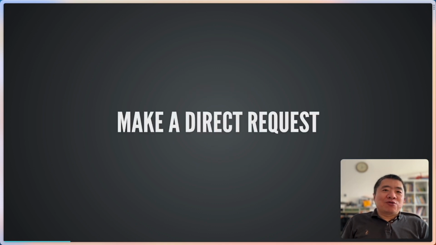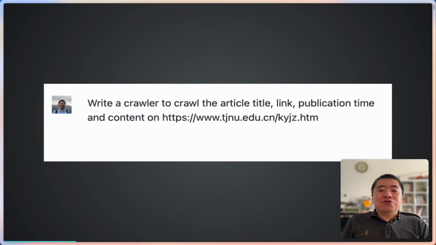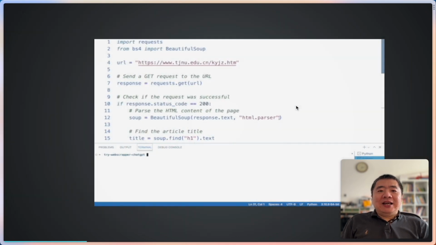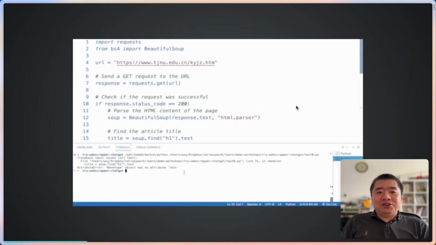I'll first show you the wrong way, so you can make a direct request. For example, ChatGPT, please write a crawler to crawl the article title, link, publication time, and content on this HTTPS link itself. Well, it will give you this code, and you can click on this button to copy the code, and then paste it into a VS Code editor and run it. Well, you can see there is an error.